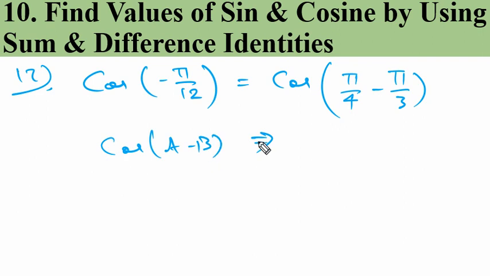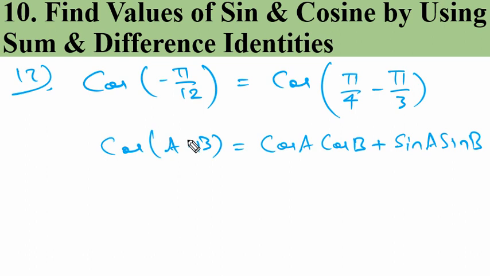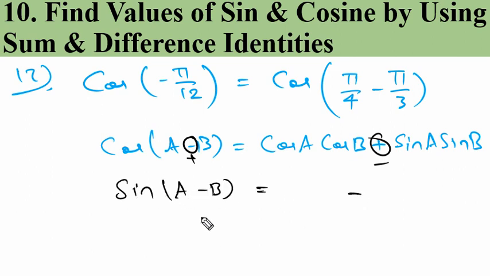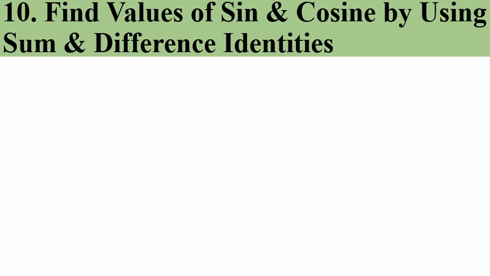Now cos A minus B is equal to... just try to recall and write it down by yourself. Cos A minus B will be equal to cos A cos B plus sin A sin B. So if you notice something, in the cos, if it is negative, this will be positive, and if it is positive, then it will be negative. But in sine, it will remain the same: if it is negative, then negative, positive, then positive. Okay, so try to recall and remember all those formulas.